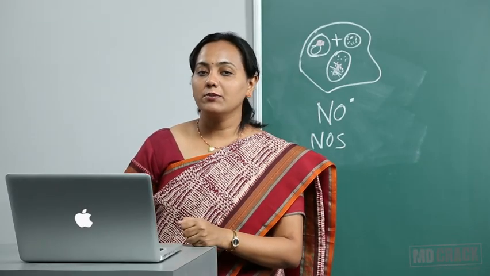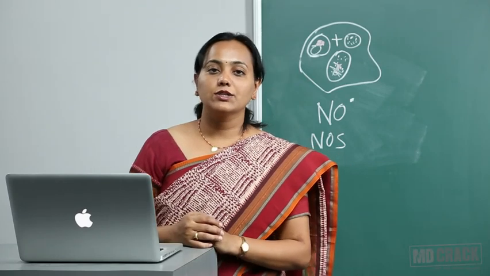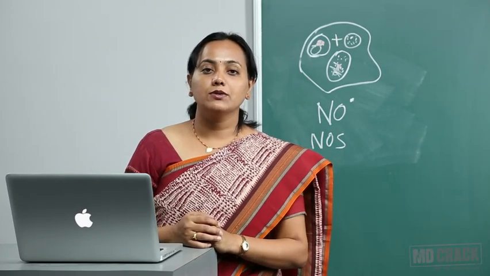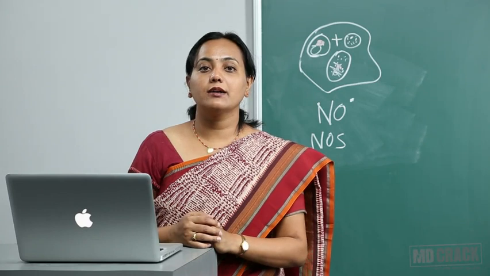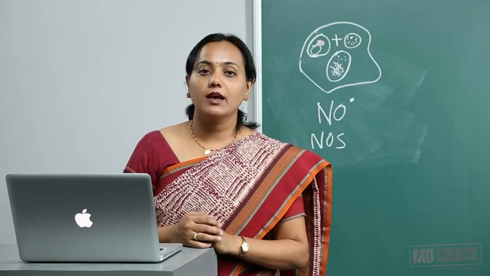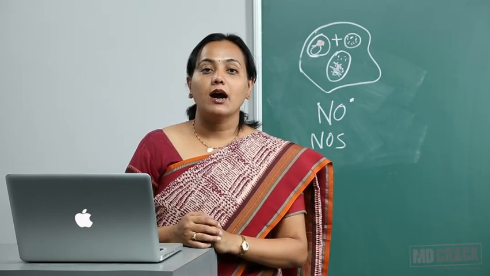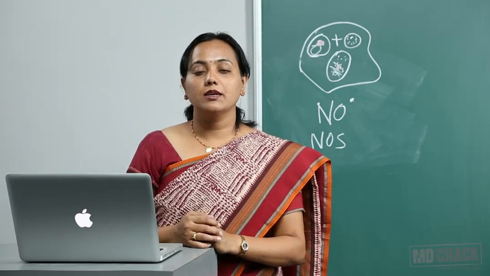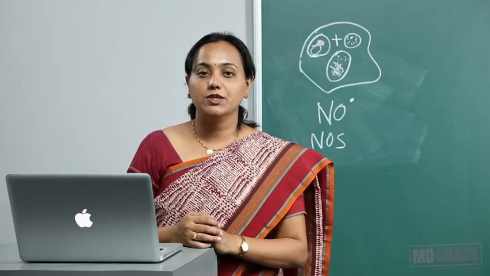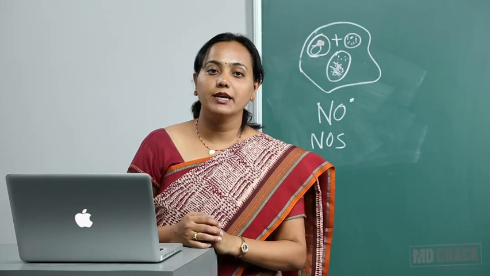So with this we come to the end of this session on the HMP shunt, the uses of the HMP shunt, and the disease which is associated with the enzyme deficiency of the HMP shunt, that is glucose 6-phosphate dehydrogenase.